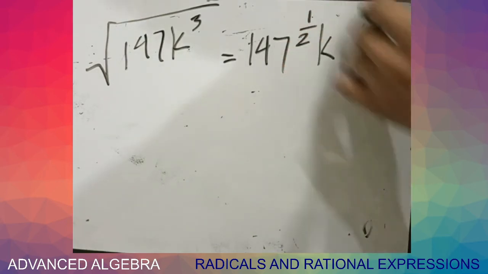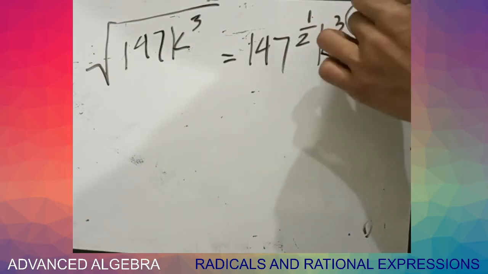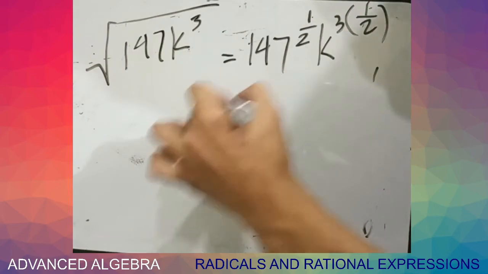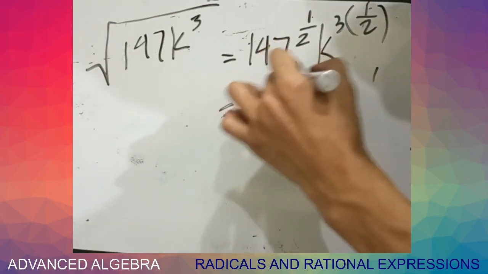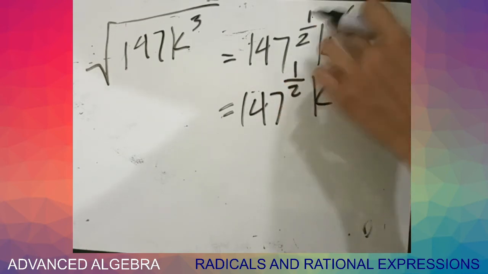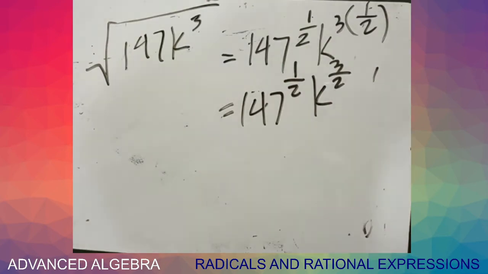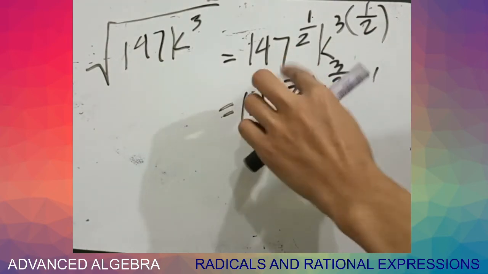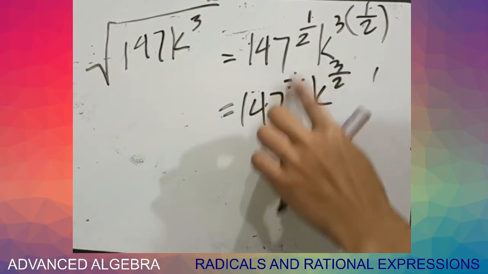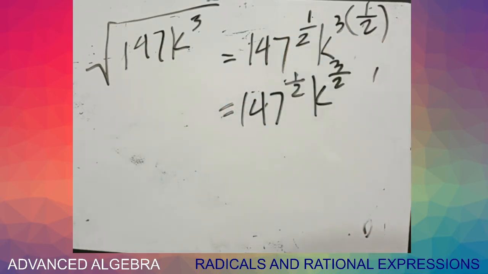K, third power, times 1 half. So 147 raised to the 1 half power k, 3 times 1 half is 3 over 2. So yun ang sagot. So ganyan lang kasimple yung pagka-convert. Okay?